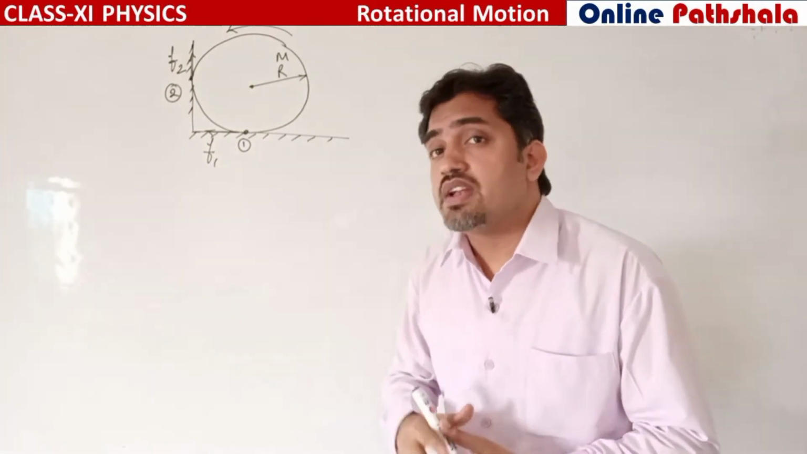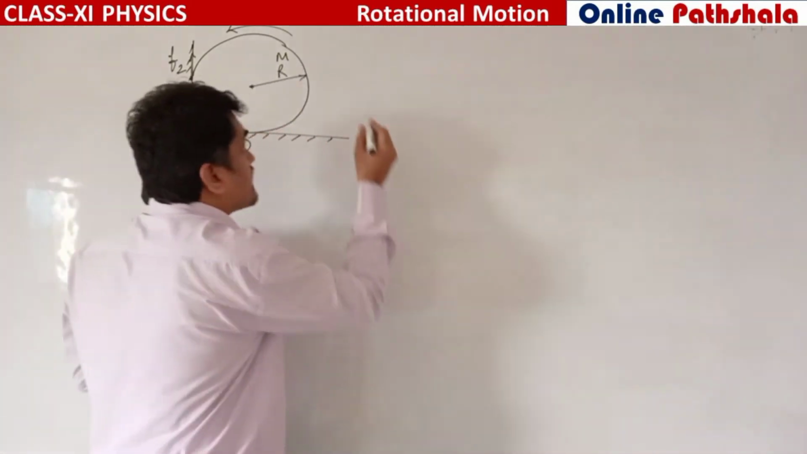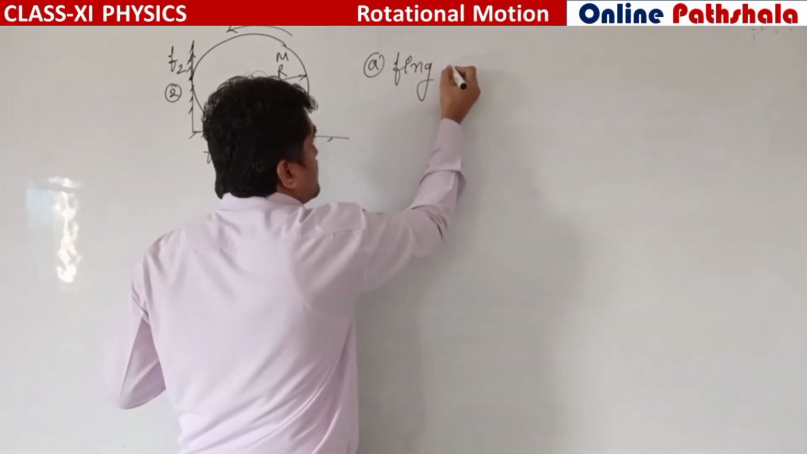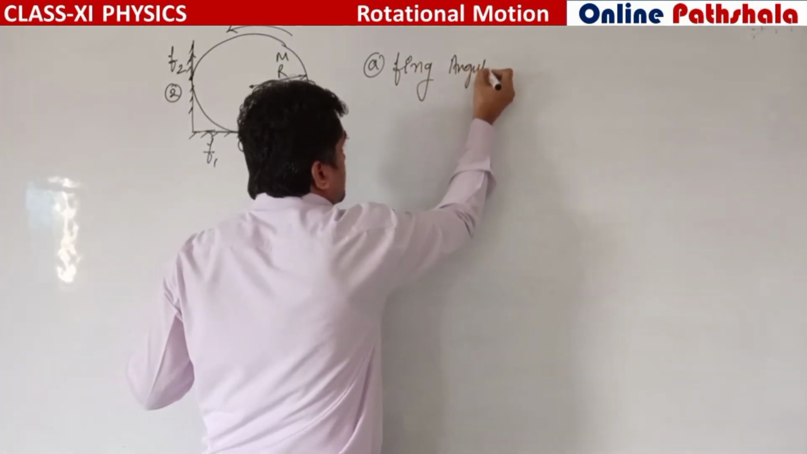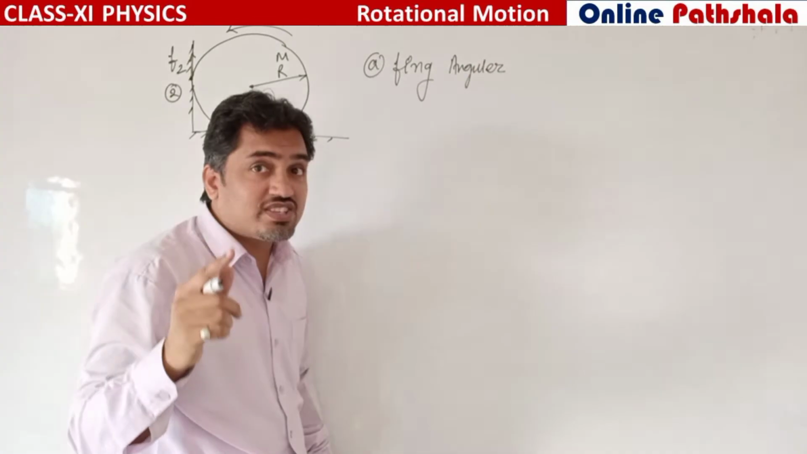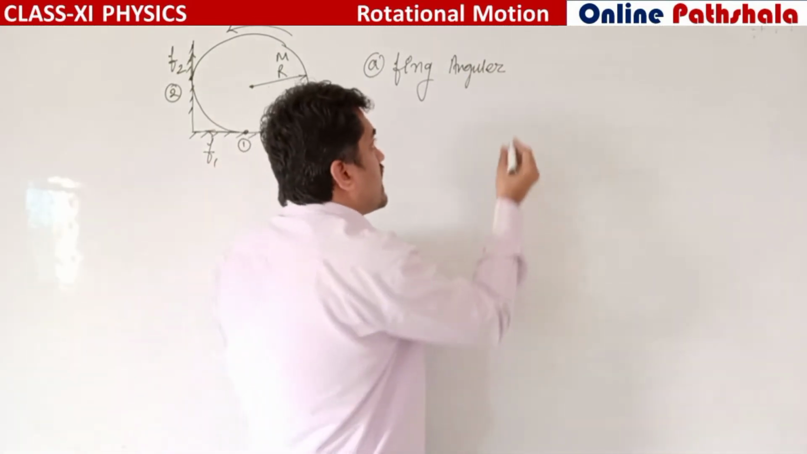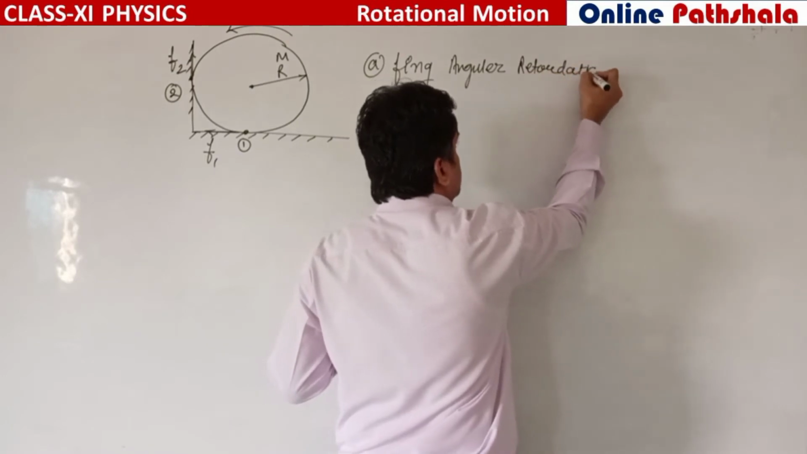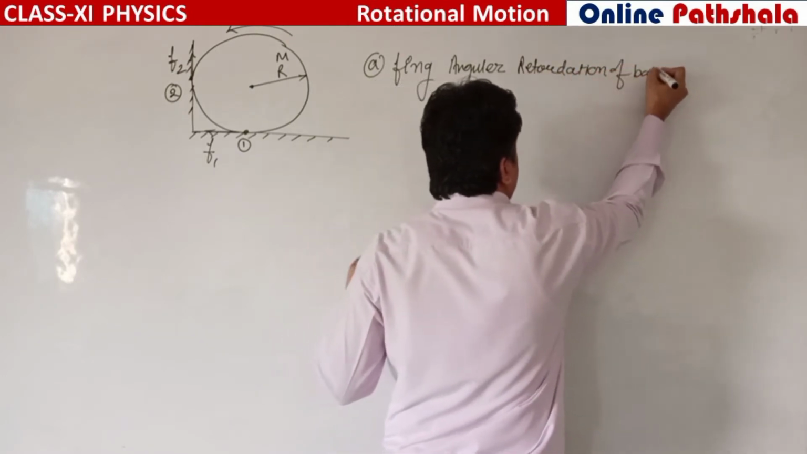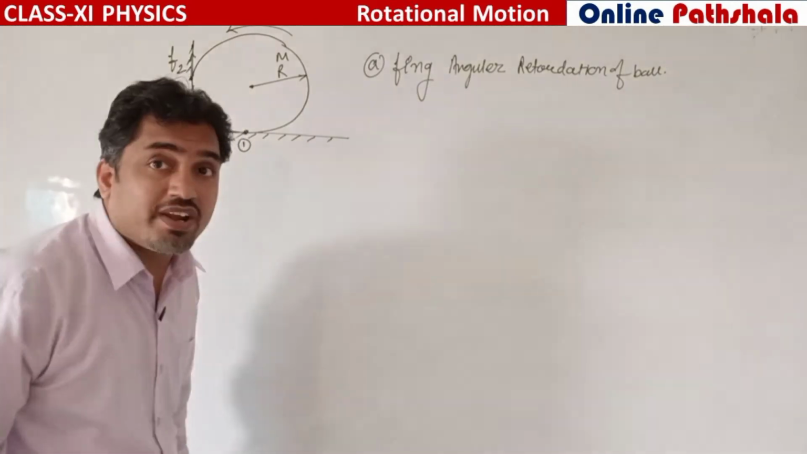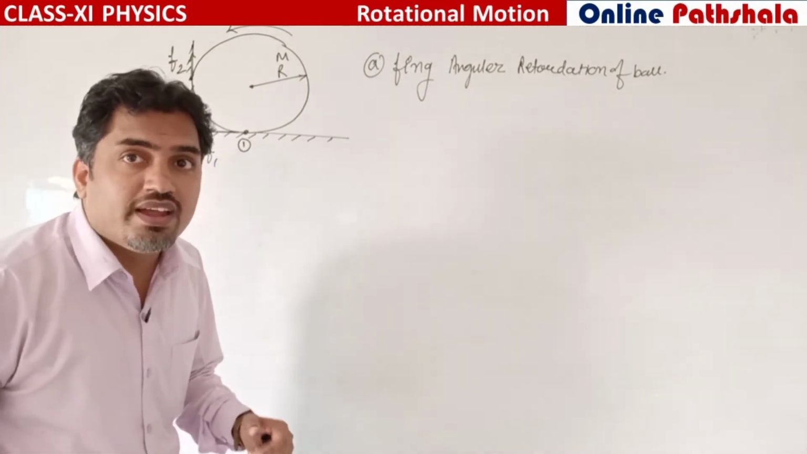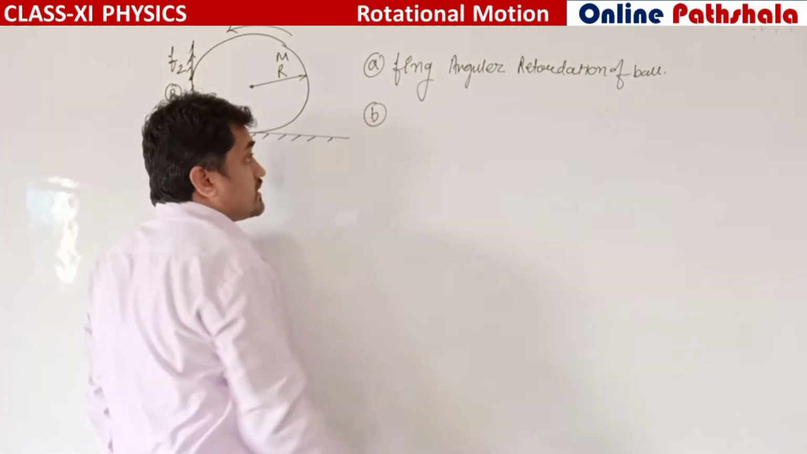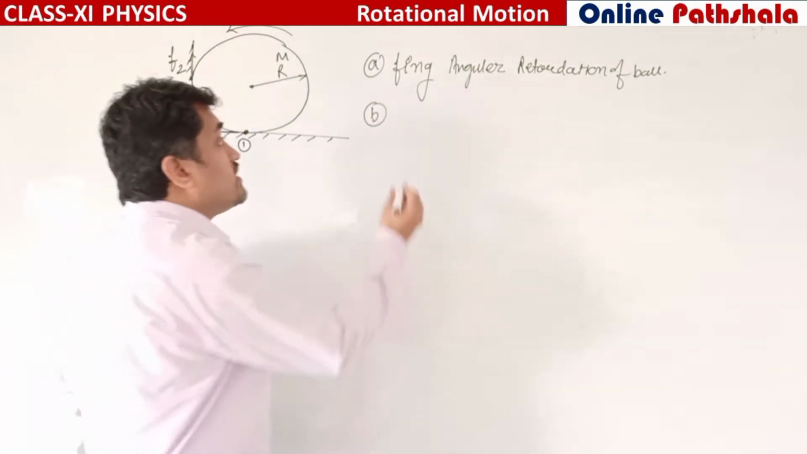So what do we have to find? First we have to find the angular acceleration. It is not angular acceleration, it is angular retardation of the ball. What should be the moment of inertia of a spherical ball? It is 2 by 5 m r square. And B, we have to find the normal reaction.